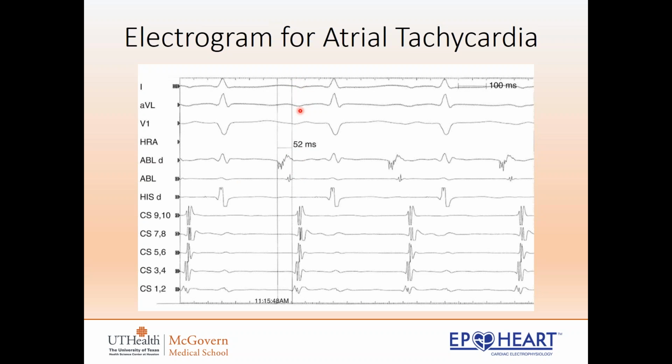So if you see, this is the P wave, and this is our signal. It's very low and fractionated, and it's very early. Everything in EP is all about what's earliest, because if it's early, then it's beating out the SA node and it's causing the tachycardia to start. So here, this spot is 52 milliseconds earlier than the normal P wave. So for us, we're saying, hey, that's early. That's probably where this tachycardia is coming from.